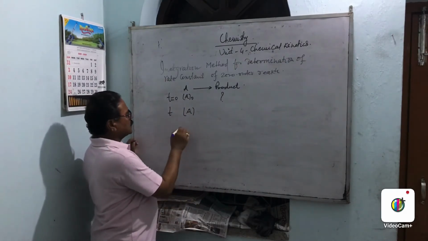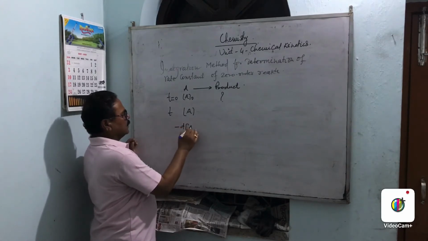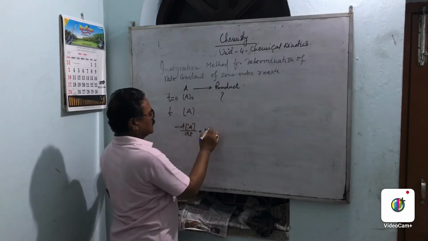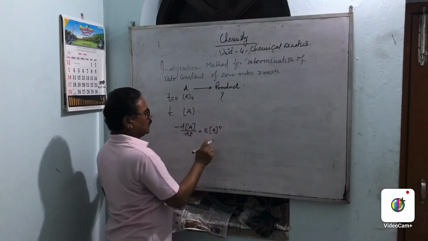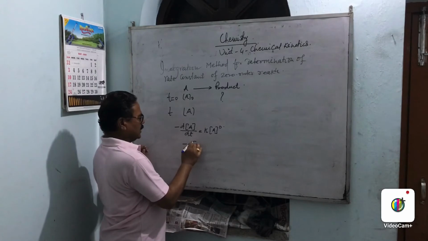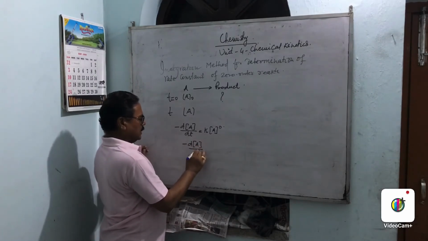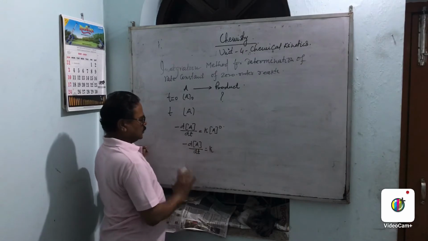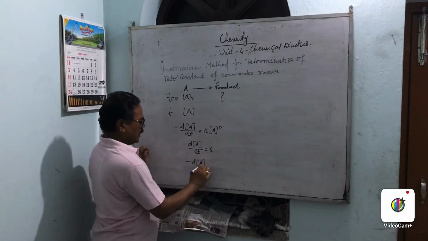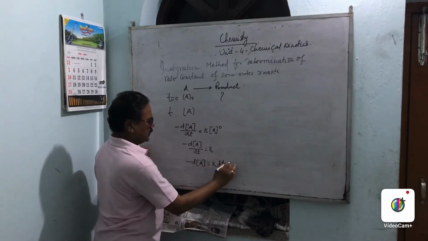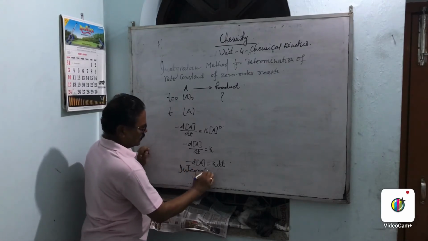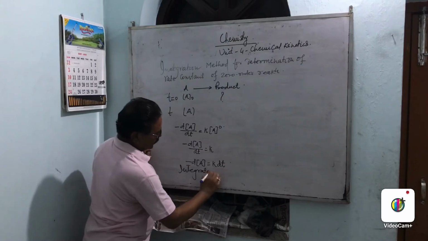So we write the rate of this reaction as minus dA by dt, if it is zero order, equal to k times this concentration to the power 1. Simply we can write anything to the power 0 is equal to 1. So it can be written as minus dA by dt equals k times 1. Now we arrange it: minus dA equals k dt. Now integrating this equation.